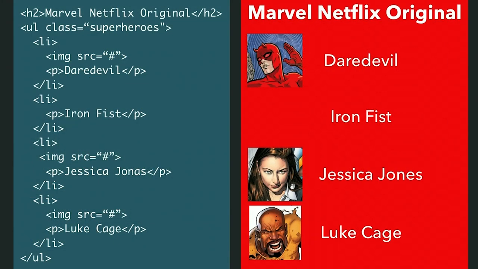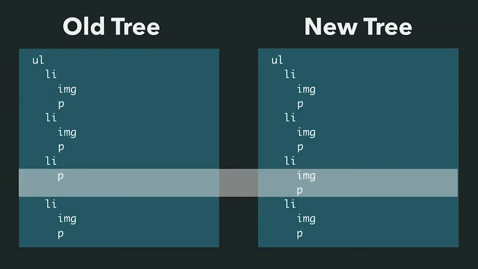Let's say we'll go back to our superheroes example with a slight difference. Here we have just Marvel Netflix original series, and we forgot the Iron Fist image. It wasn't that good, but so the P tag is there, but the image tag is not. So we noticed that, and we need to change that appropriately.